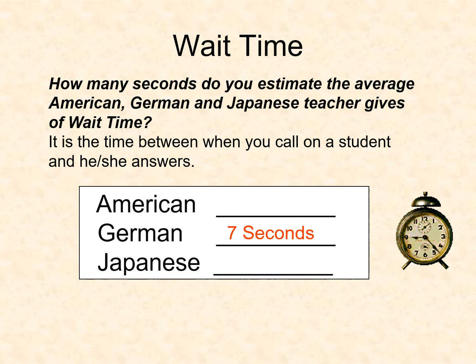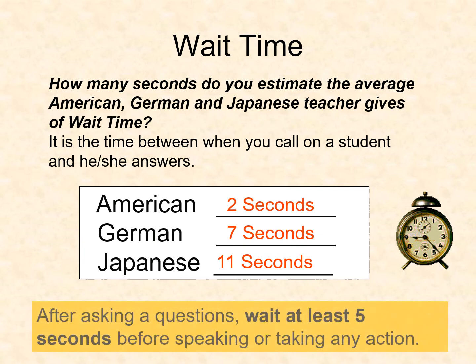It may surprise you. German teachers, according to Duplass, wait on average about 7 seconds. Japanese teachers wait about, on average, 11 seconds. So where do you think we fall in this country? Research suggests about 2 seconds. So again, why are we doing this?